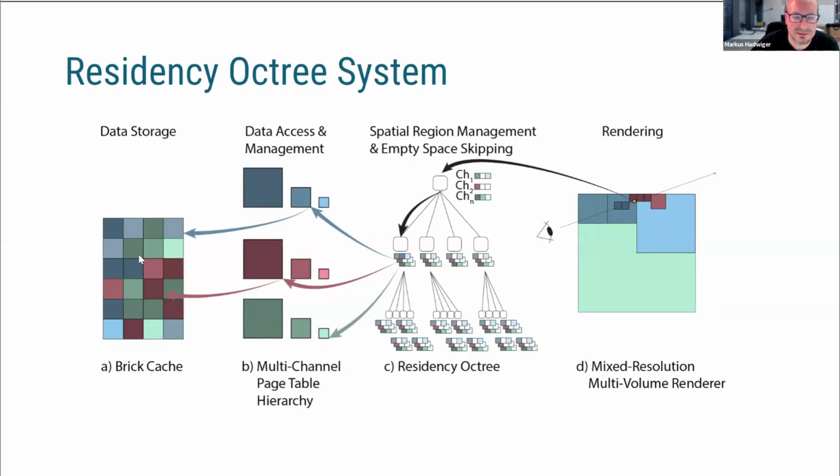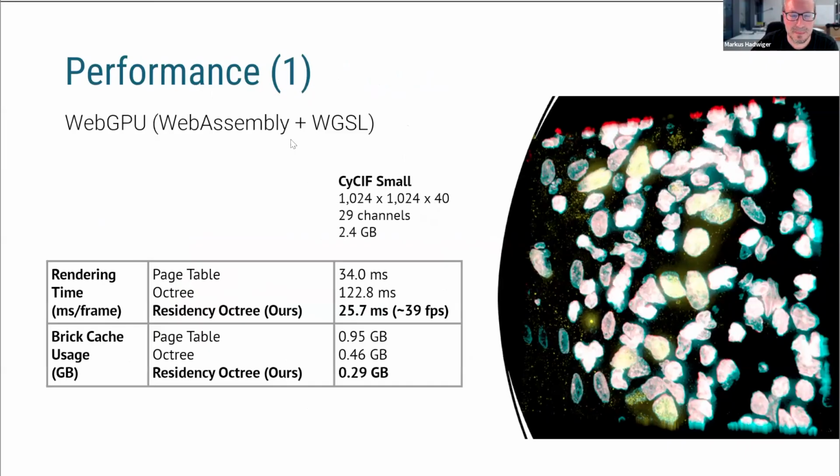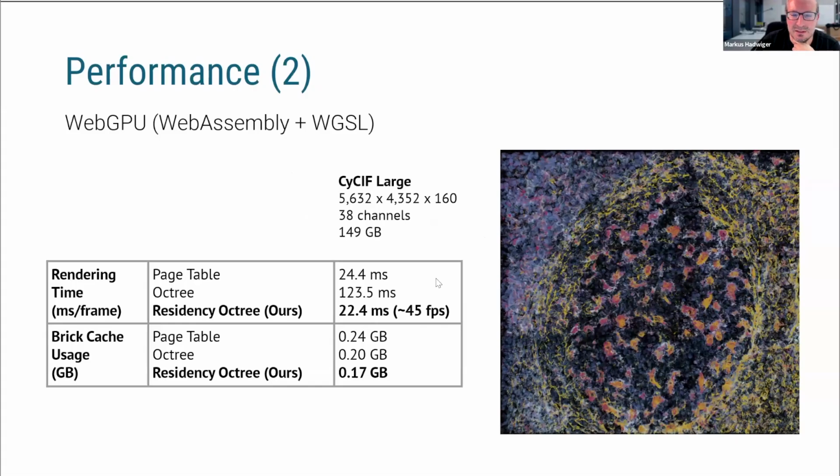Yeah, so this is traversing through the whole volume, accessing different data sets. Just to show some examples that Lukas got in his WebGPU implementation. So there's a smaller data set with 29 channels. I think here he's rendering maybe 16 of them at 40 frames per second in the web browser, or a bigger data set at 45 frames per second.